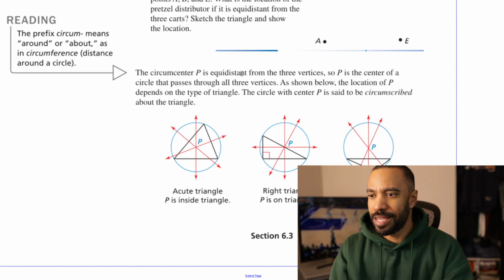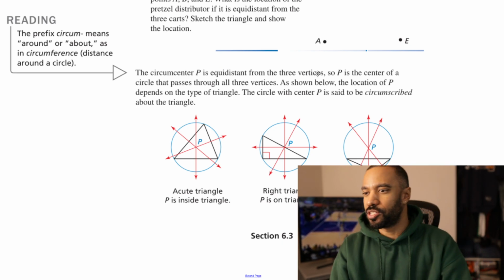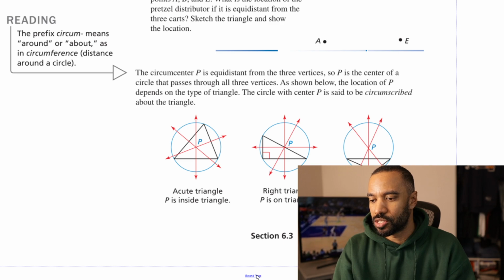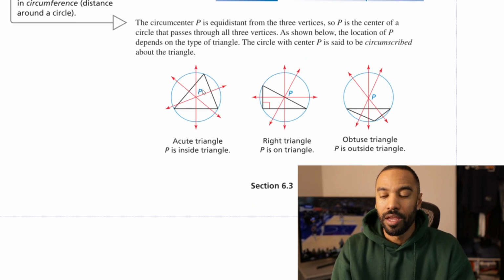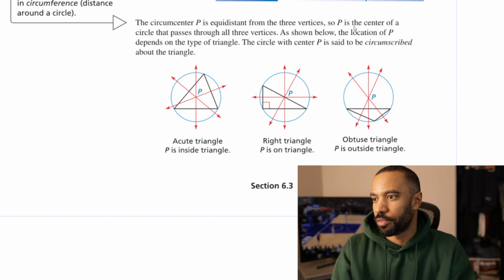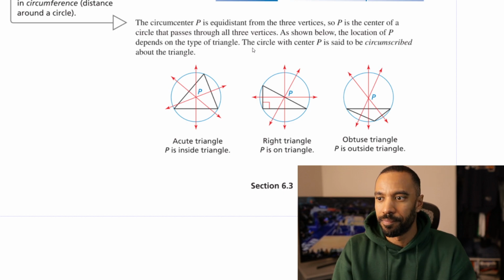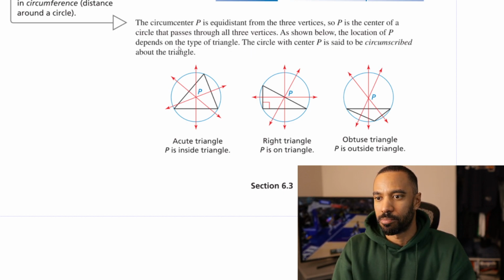Okay, the circumcenter P is equidistant from the 3 vertices. Oh, okay, so now they're showing you this, and this is kind of another unique way of showing where circumcenters exist as well. So the circumcenter is equidistant from the 3 vertices, as shown below. The location P depends on the type of triangle. The circle with center P is said to be circumscribed about the triangle.